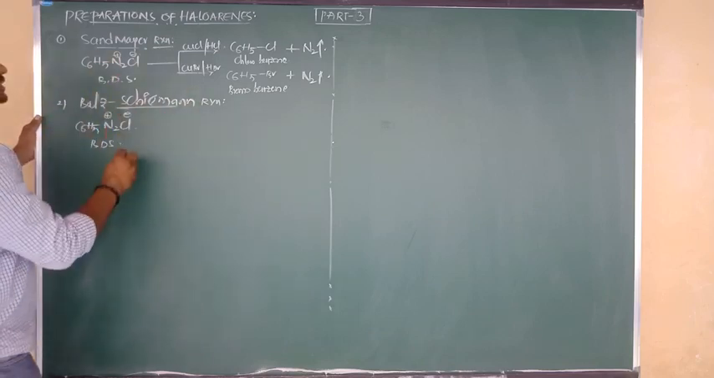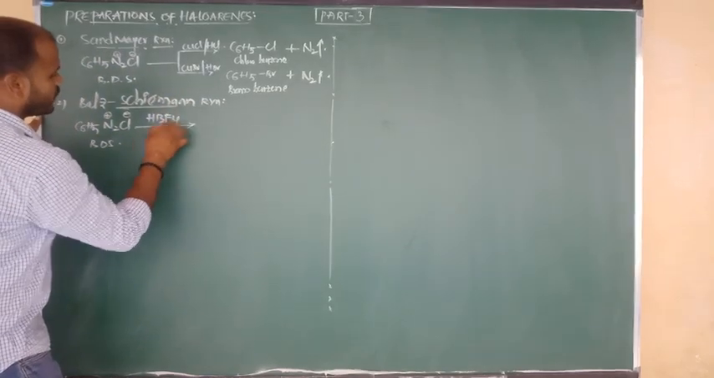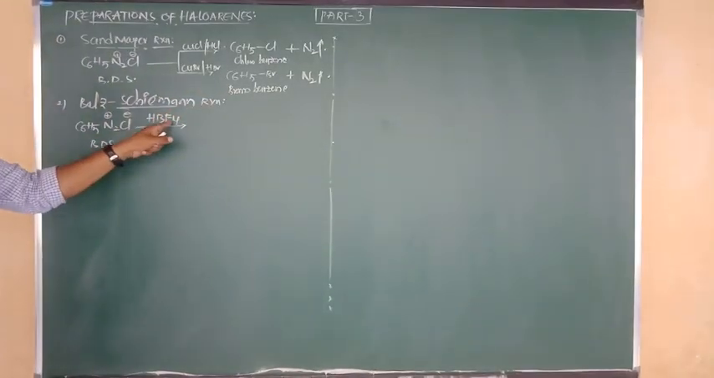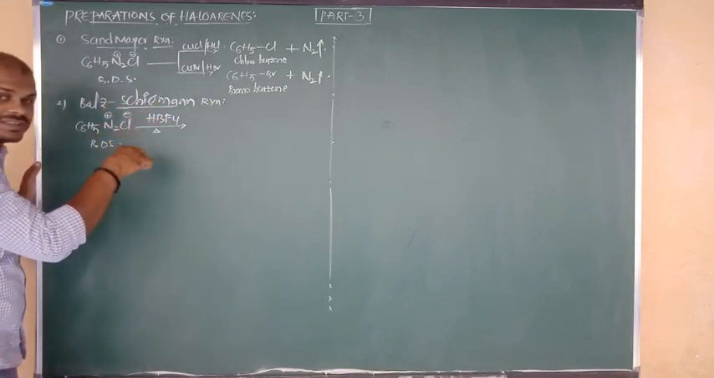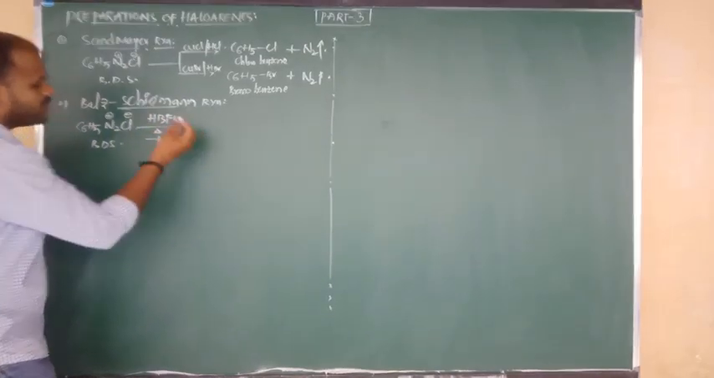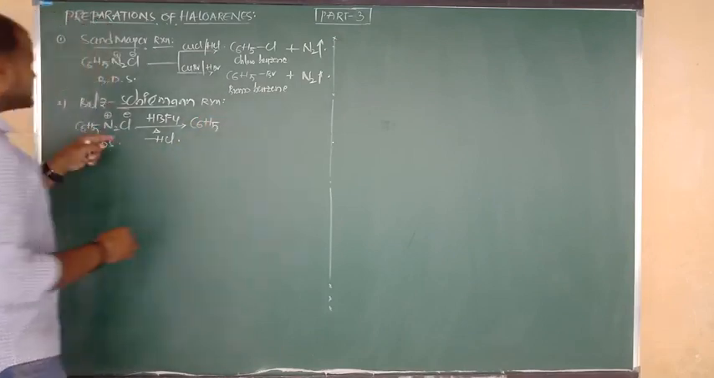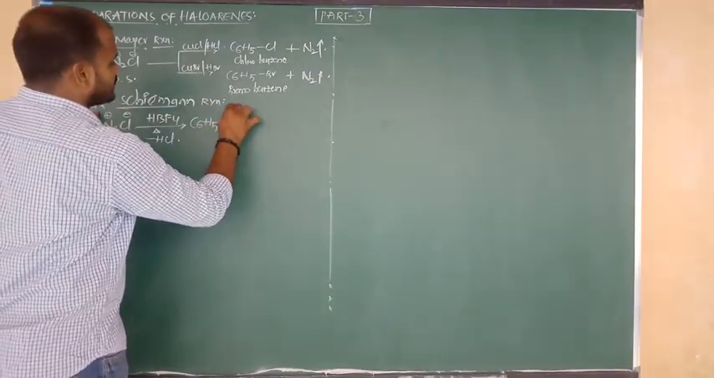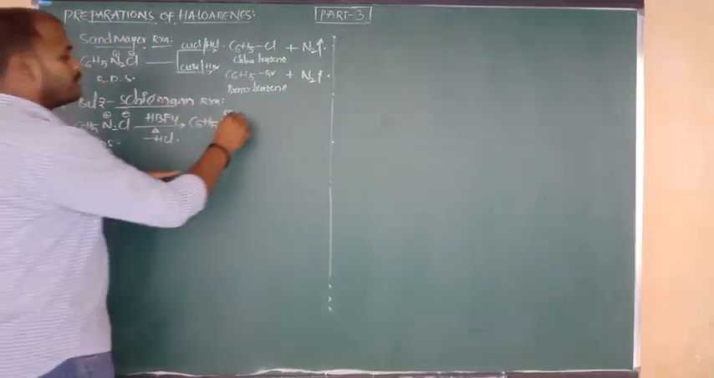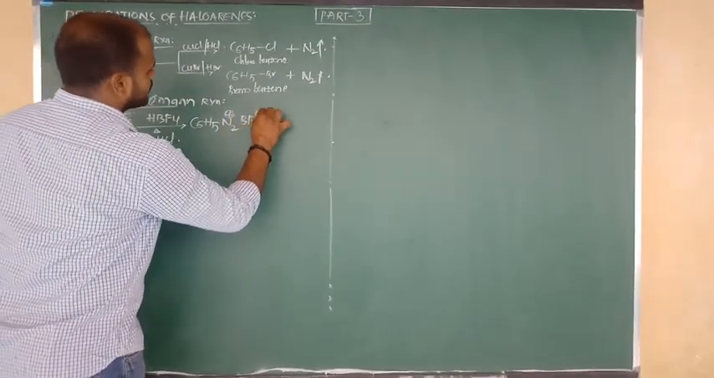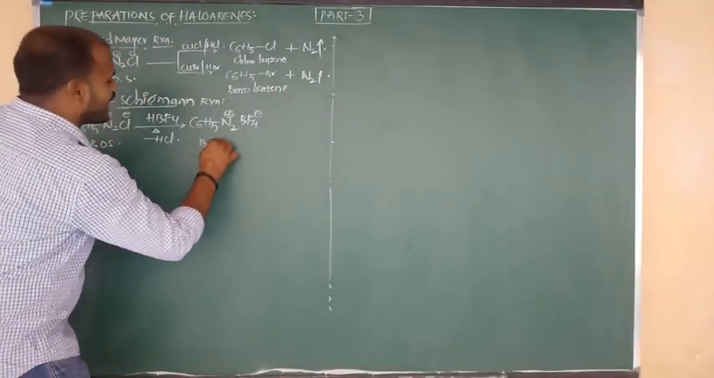In the Balz-Schiemann reaction, benzene diazonium salt undergoes reaction with HBF4, tetrafluoroboric acid. Now H+ combines with Cl- and is removed in the form of HCl. Remaining is C6H5 with the N2+ group as it is. H+ combines with Cl and is removed as HCl. Remaining is BF4-. Okay?